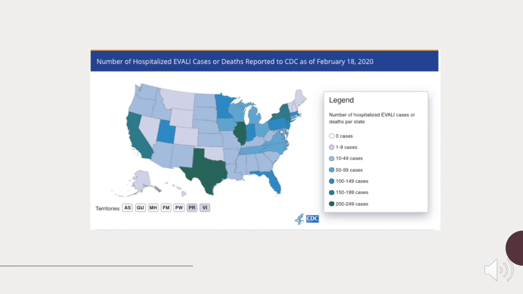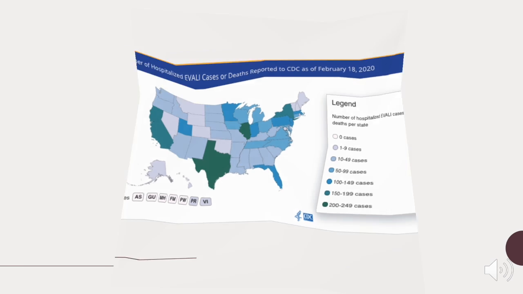This slide shows the number of hospitalizations by state. In Connecticut, we are in the 100 to 149 cases range, and some of the larger states have more cases reported. If you look at Texas, California, and New York, since they have more people, they have more related cases, and they're anywhere from 150 to 249 cases. All states have at least one case.